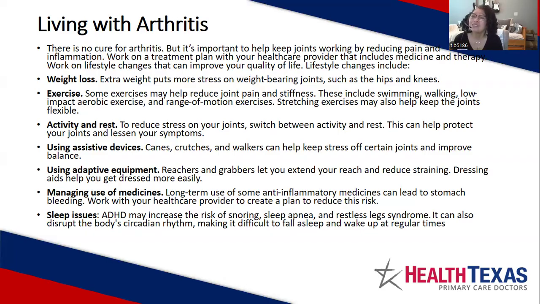The use of assistive devices such as canes, crutches, and walkers can help keep the stress off of the joint and improve your balance. Using adaptive equipment such as reachers and grabbers can help you to extend your reach and reduce the strain caused by stretching beyond the point of normal rotation. Dressing aids help you to get dressed more easily.